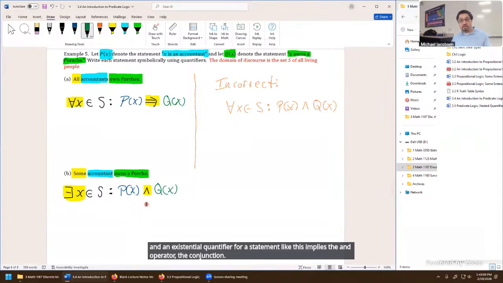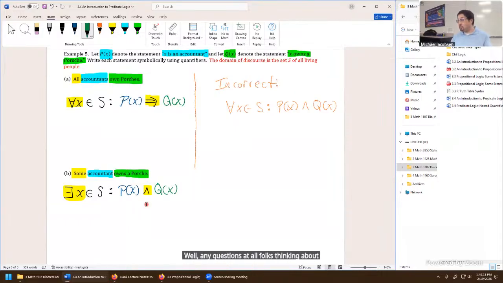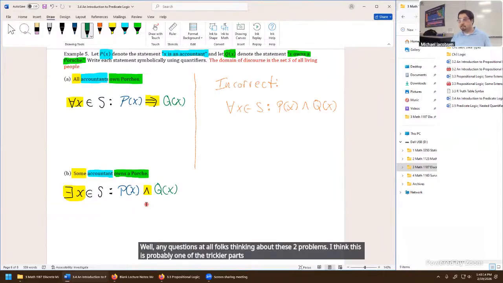Well, any questions at all, folks, thinking about these two problems? I think this is probably one of the trickier parts of the note so far.